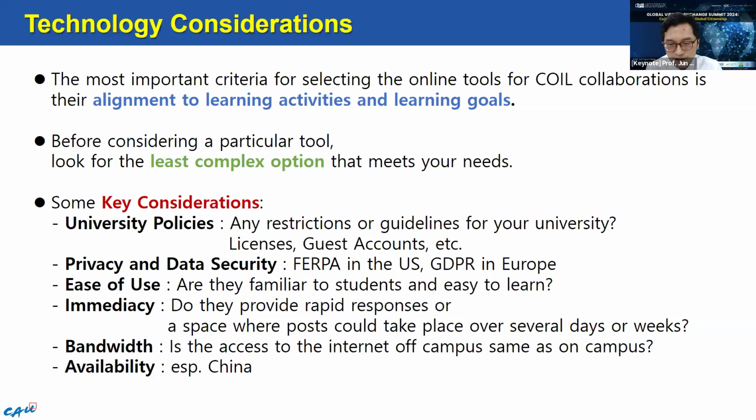And bandwidth is also very important, because in some cases the on-campus and off-campus situations are different for the students. And the availability. I also checked with Chinese universities and Chinese students, and they said, for instance, the messaging app in Korea, the most famous one is so-called KakaoTalk, which is not that widely used in other countries. But actually KakaoTalk is not available in China because it is restricted. It's something like this.